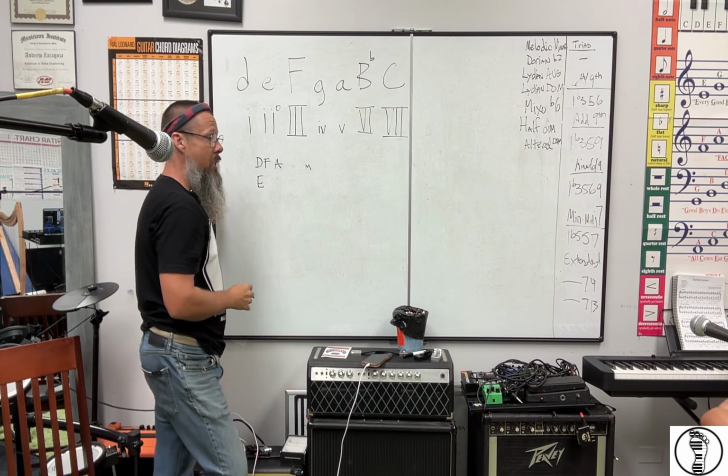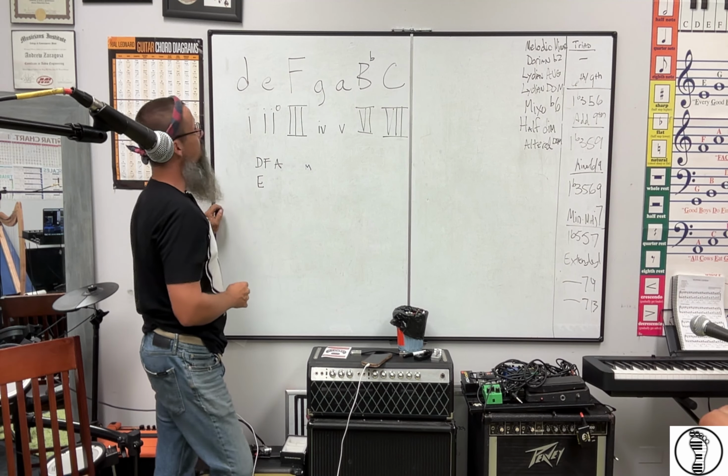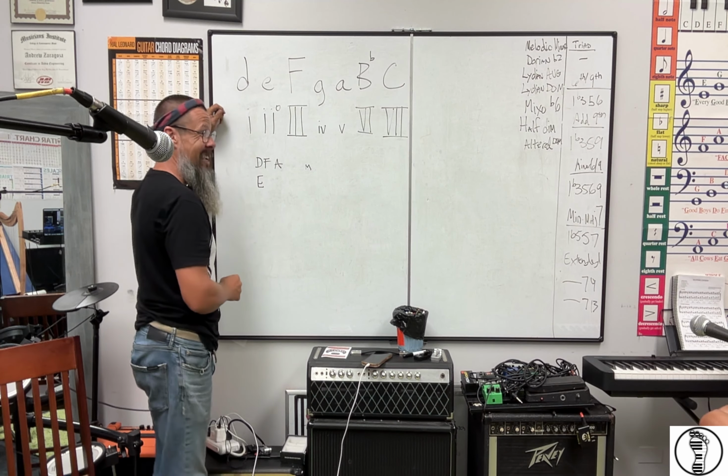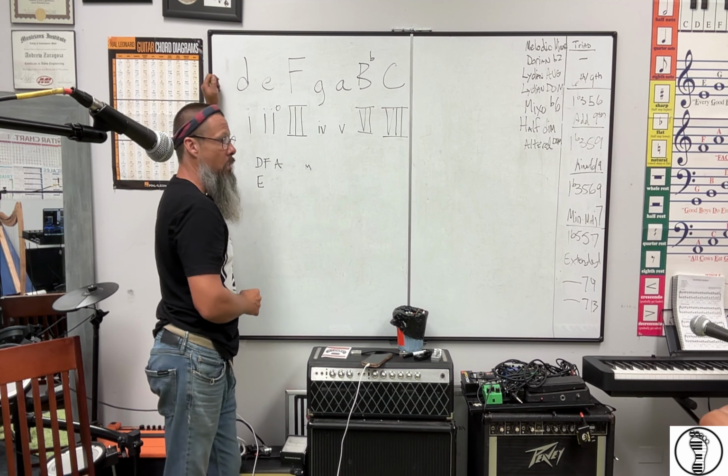E to G sharp is a major third. And then it would need to go to a B sharp to be an augmented. So augmented is definitely out. Major's out because E, G sharp is out. So it must be a minor of some sort.